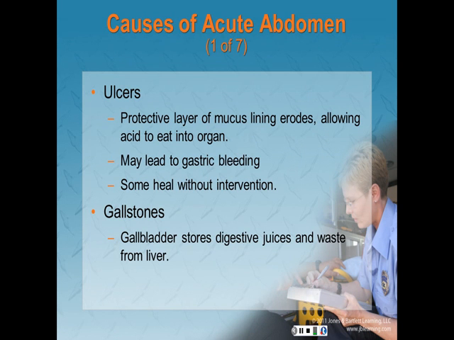Peptic ulcers affect men and women equally, but occur more frequently in the elderly population, and the pain is described as burning and gnawing, usually in the upper abdomen, that subsides or diminishes after eating. Nausea, vomiting, belching, and heartburn are common, and some ulcers will heal without intervention.